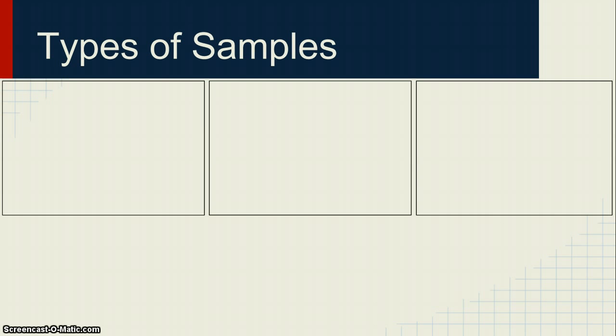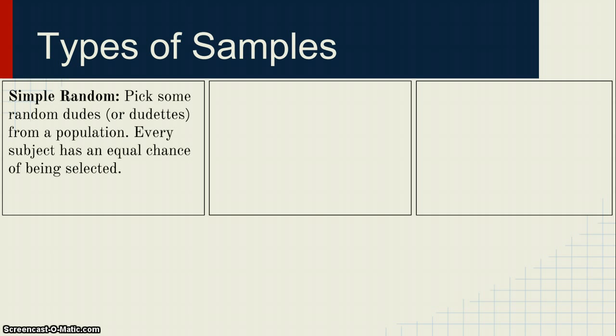We're going to look at 5 types of samples, and the first one is called the simple random sample. So what this is, you pick some random dudes or dudettes from a population, and you just pick them randomly. The key thing here is that every subject in the population has an equal chance of being selected in the sample size.